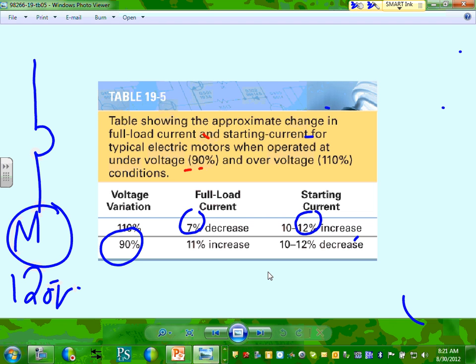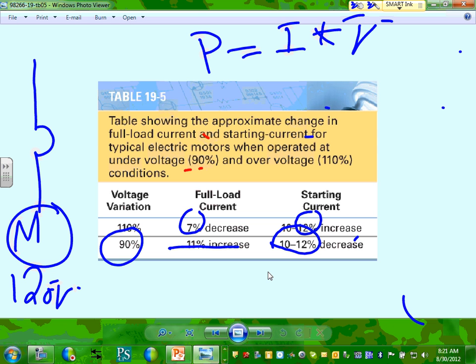If the voltage goes down, to compensate for the loss of the voltage, what do you need to do with the current? Current goes up, right? And what happened to the starting capability of the motor? The starting capability of the motor goes down, okay? Because ultimately, guys, we're dealing with so-called P. P equals I times V, okay? This is the power that you have.